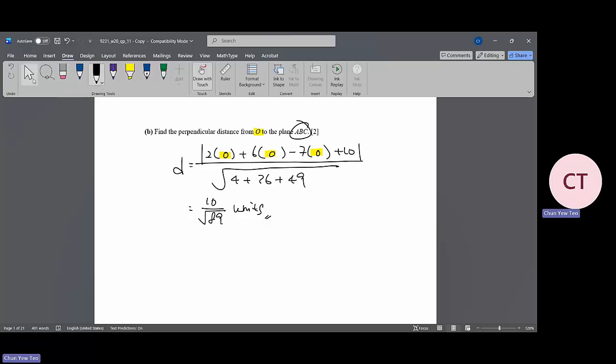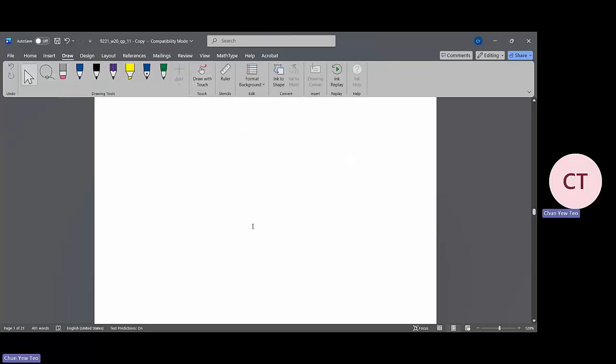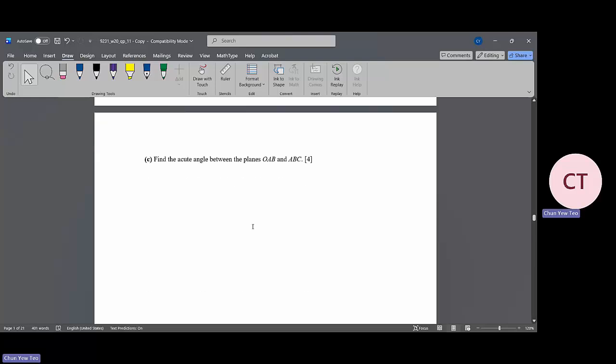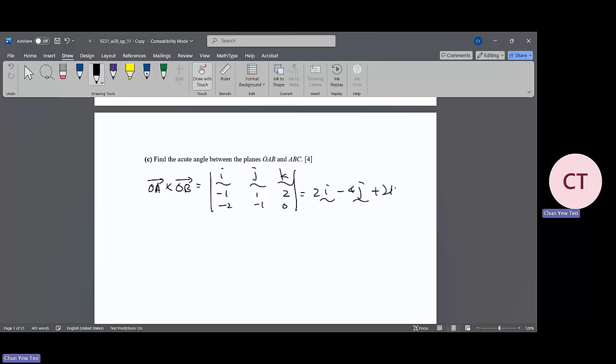Then now we move on to part C. C is to find the acute angle between OAB and ABC. So for OAB, you need to take OA cross OB in order to get the normal vector for the plane OAB. If you do the cross product, OA is -1, 1, 2. OB is -2, -1, 0. And if you do the cross product, you will get 2i minus 4j plus 2k.